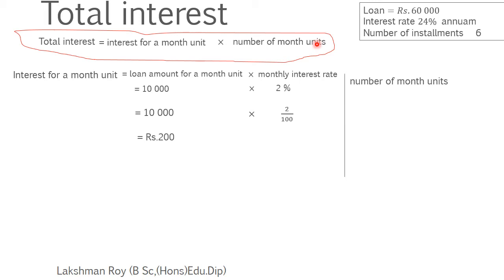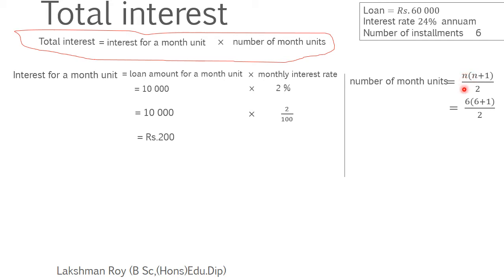So now here I am going to explain using a formula, right? So what is that formula? To find the number of month units, this is actually a number, right? So the formula is n into n plus 1, whole divided by 2, right? So what is n here? n is the number of installments, right? So here I'll substitute the number of installments as 6. So that means n is 6.